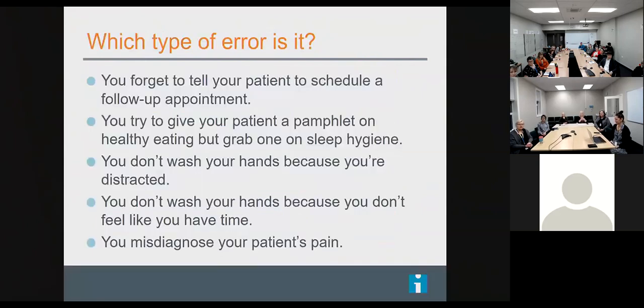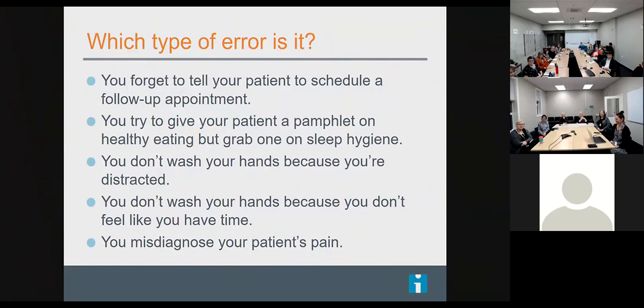So you forgot to tell your patient to schedule a follow-up appointment. What do you think? Is that a violation, a lapse, a slip? A lapse. A lapse, correct. The next one, you tried to give your patient a pamphlet on healthy eating, but you grabbed one on sleep hygiene instead. That's probably a slip. That's a slip, absolutely. They're on the same rack in our office. Very easy to grab the wrong one. They're all the same logos and colours. Yeah, it's for consistency.